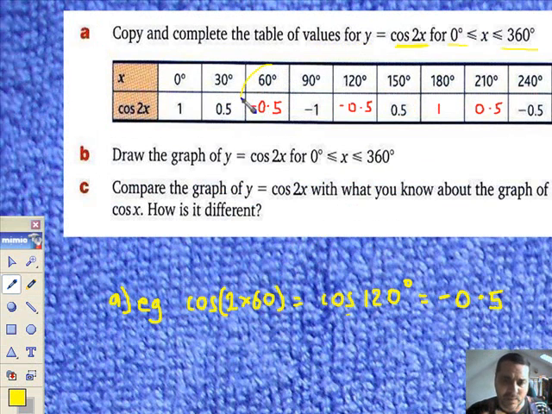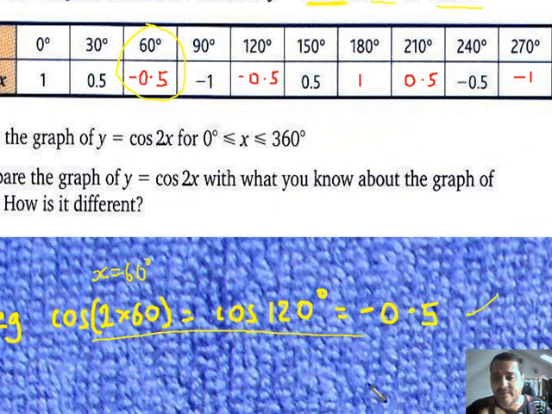I took this one, for example, as a demo at the bottom of the page here, and it says the cosine of 2x means the cosine of 2 times 60, simply because x equals 60 degrees. And so the cosine of 120 is minus 0.5. Again, I don't know that. I asked the calculator. I punched into my calculator cos 120 equals, and I got 0.5, but it was negative. So that's that value there.